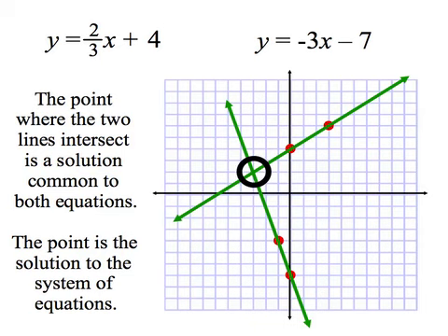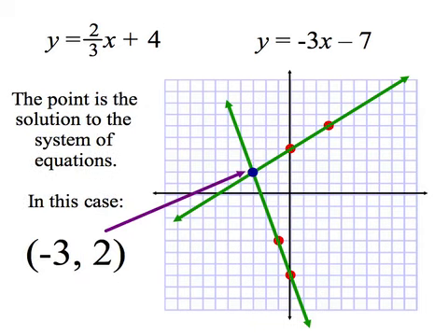We look for the coordinates, we do some counting on our grid, and we get -3 for y, 2 for x. We can substitute those values into each of the equations to make sure that they work. I've done so, they do. So 2, -3 is the solution to this system of equations.